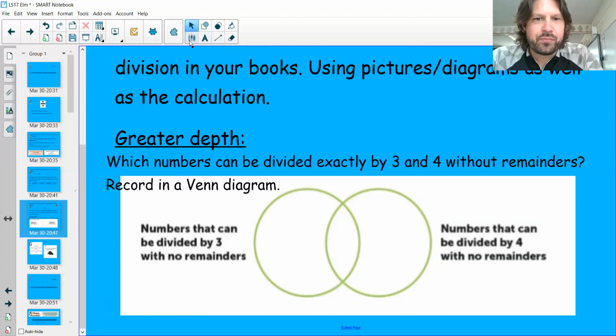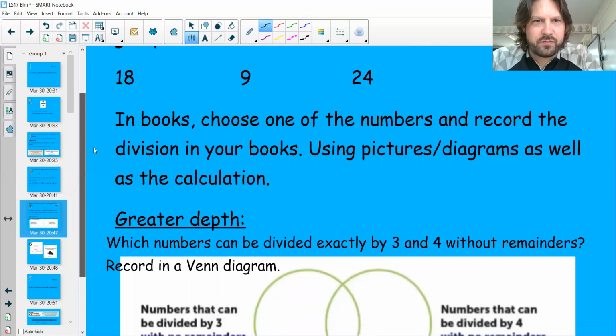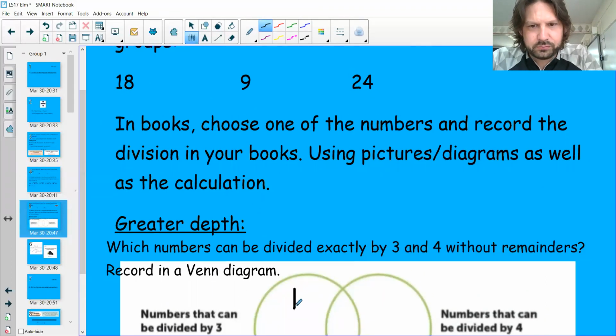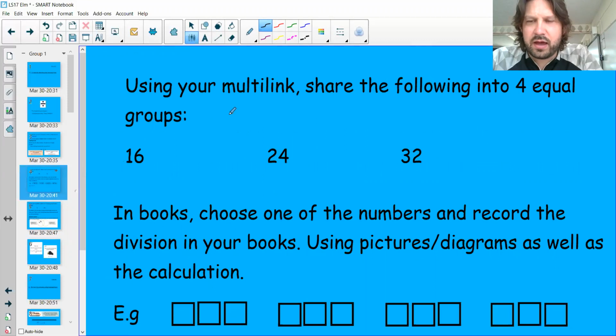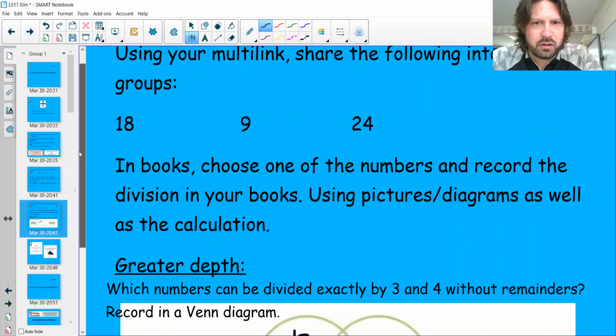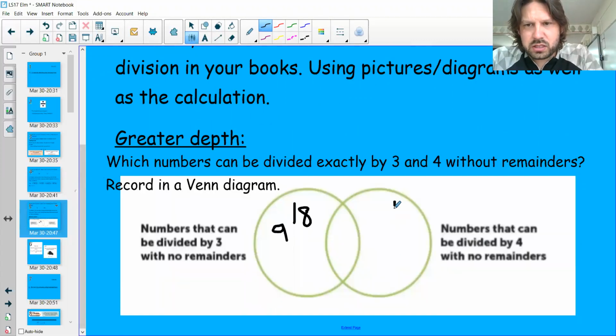So, for example, you would look at, ooh, what happened there? Very strange. On this side, you'd have these numbers. So 18, 9, etc. And on the other side, you'd have the 4s. So 16 and 32, and then some others. Sorry, writing on this is not easy.